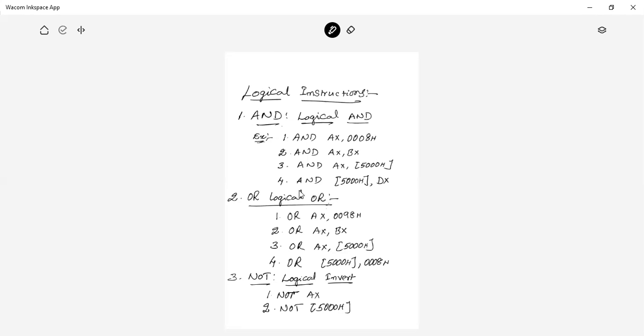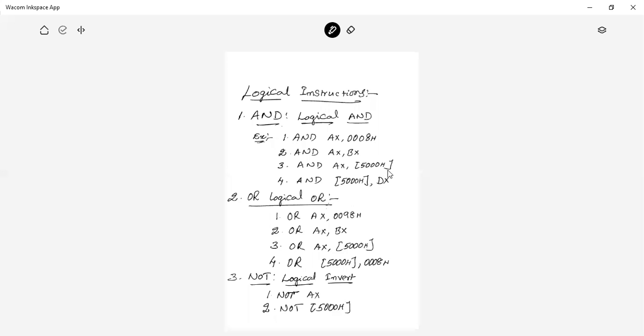So another one is logical instructions. AND operation means AND AX comma 0008, immediate addressing mode, and AND AX comma BX. The AND operation will be performed between the content of AX and BX, and the result is available in AX because this is the destination operand, right? The left side is the destination operand, comma, and the right side is the source operand. That is why the result is always available in the destination operand after performing the addition, subtraction, multiplication, AND operation or OR operation.